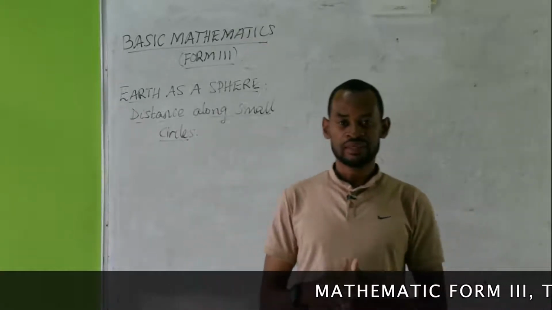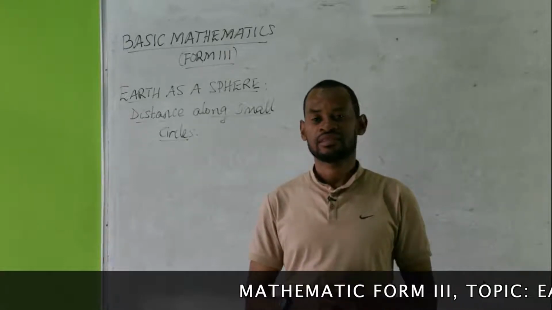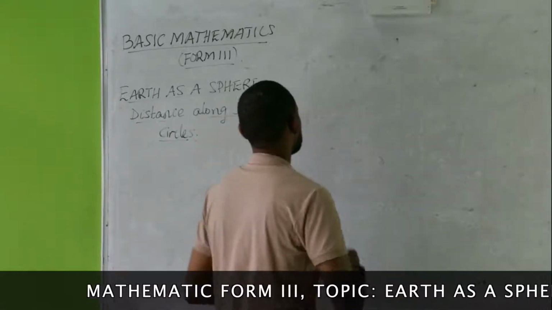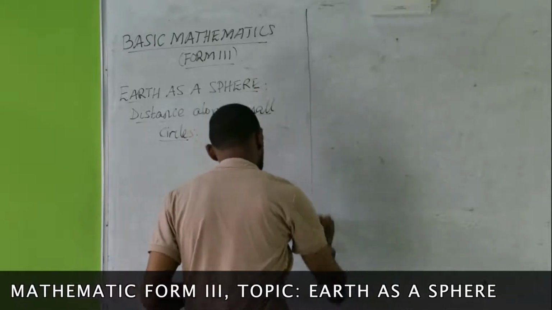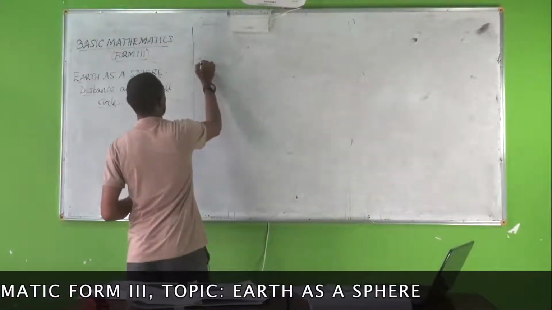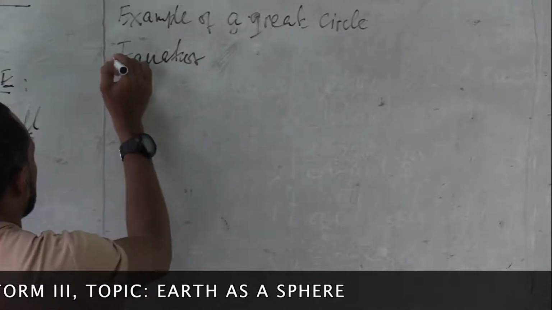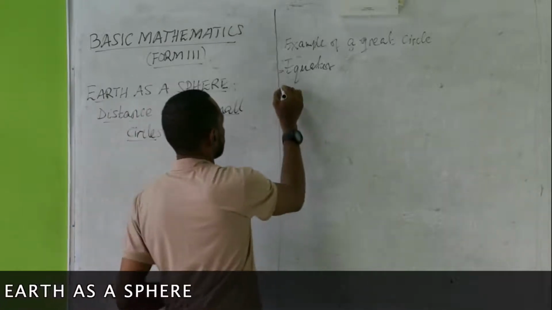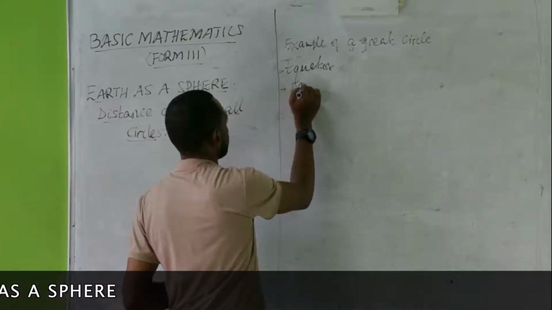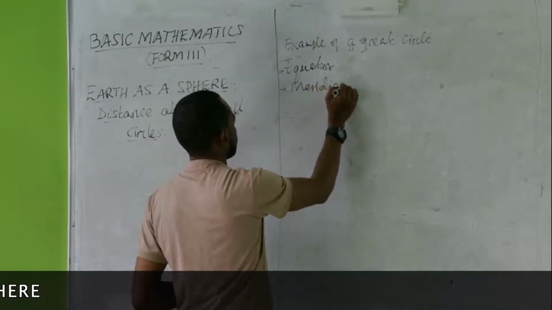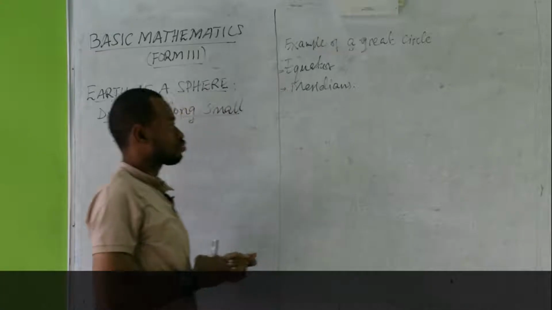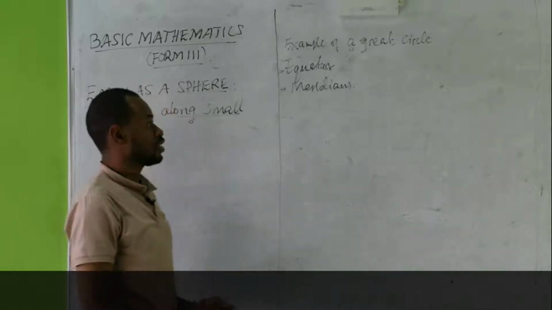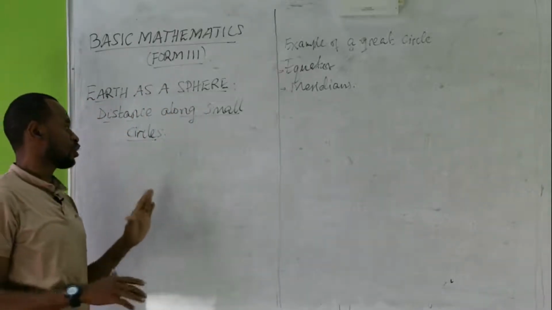Can you tell me an example of a great circle? Yes. An example of a great circle is the equator. Another one is meridians. Good. So these are examples of great circles. But our concern today is to discuss distance along a small circle.